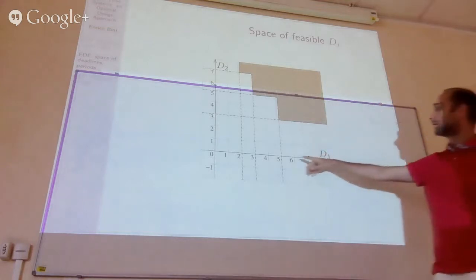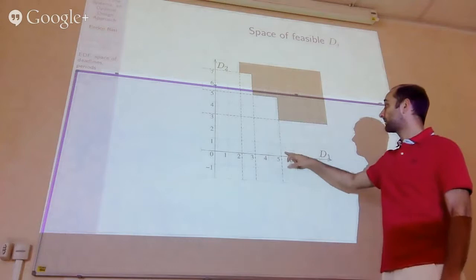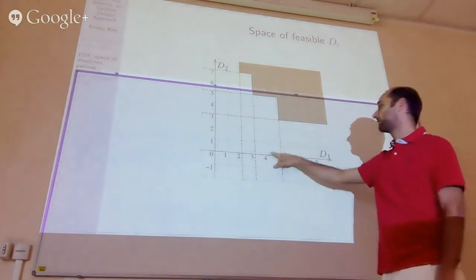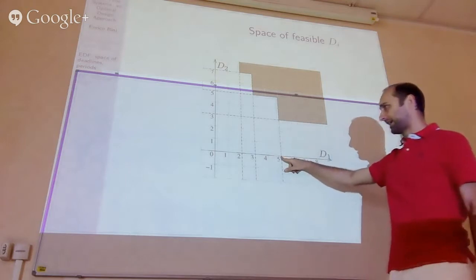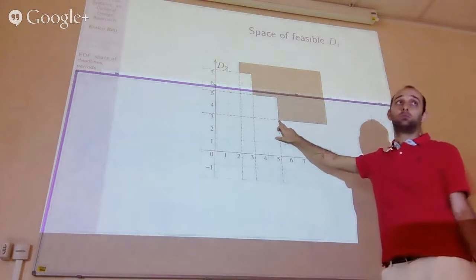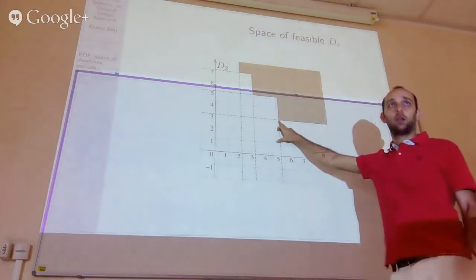So D1, 4, actually it has some advantage sometimes. If you increase the deadline of task 1, so if you increase D1, you can gain in D2. It is something that may be useful.